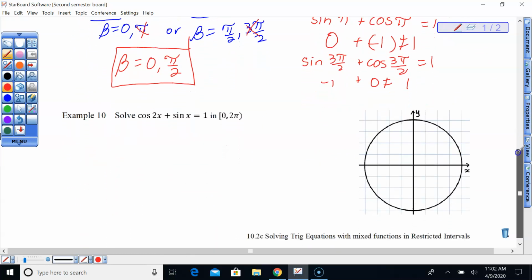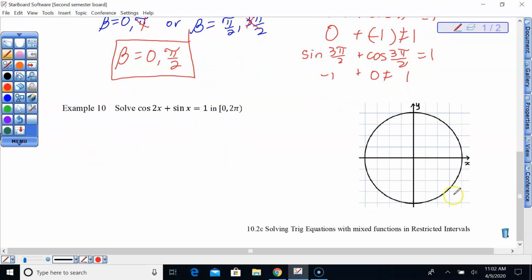All right, moving on to example 10. So here with example 10, you have solve cosine 2x plus sine x equals 1 in the restricted interval 0 to 2 pi. So we're in radians here. And here we have a double angle. But cosine 2x can be written in terms of sine only.